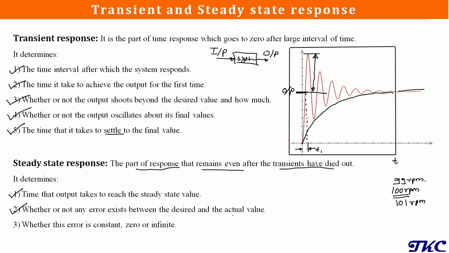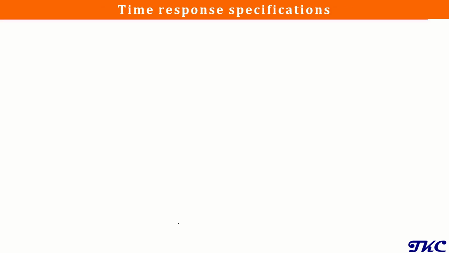So in this way we can extract whether there exists any error or not from the steady state response. Now whether this error is constant, zero, or infinite, this also we can extract from the steady state response. If it is constant and within the limit, or the error is zero, in both cases we can say that the system is stable. If we have an error which is moving towards infinity, that is the case when the system is unstable.